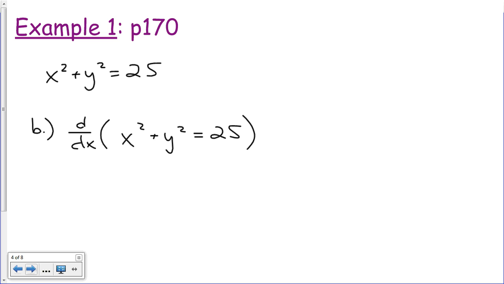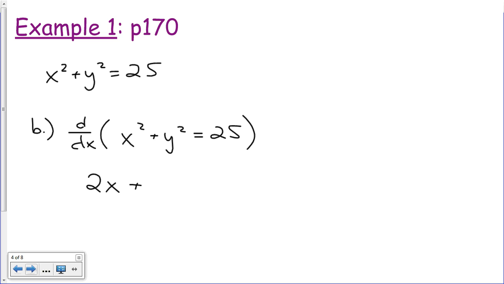All right, over on the left side here, I have a sum of two functions, x squared plus y squared. So just follow the rules you already know for derivatives. You take the derivative of the first function, and then you add it to the derivative of the second. So let's start with x squared. Derivative of x squared is just 2x.